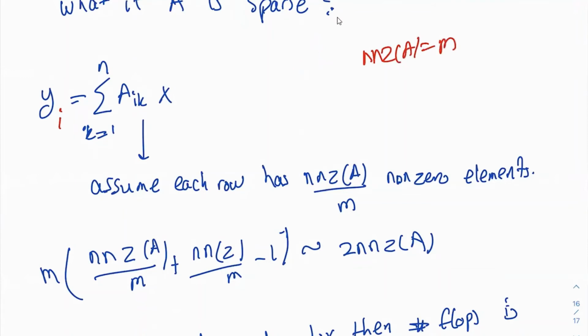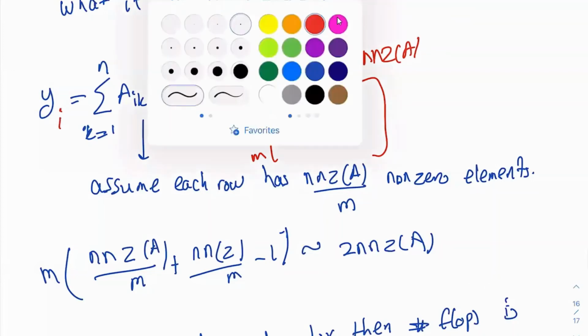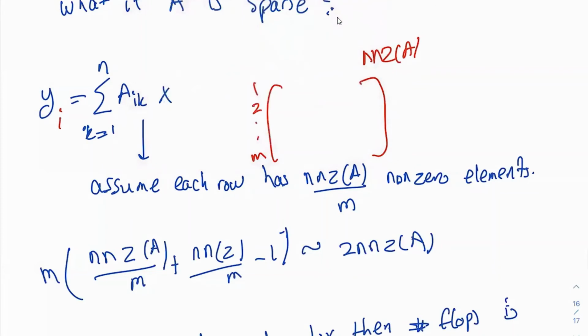But A has m rows as well, right? Row 1, 2, all the way to m. Let's not even associate a number to the non-zero elements. Let's call it nnz. We have the number of non-zero elements to be nnz. And so how many non-zero elements do we have per row? We have nnz divided by m, right? We have m rows. So on average, we have nnz of A divided by m as the number of non-zero elements per row. Okay, so that's what I wrote here.